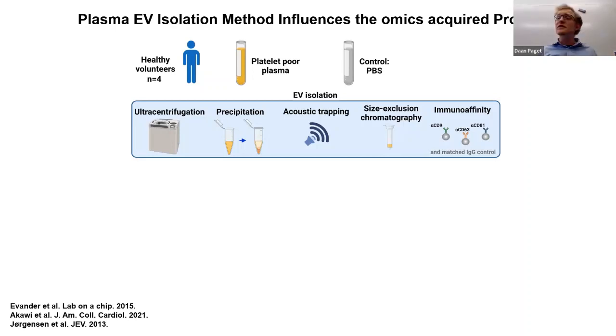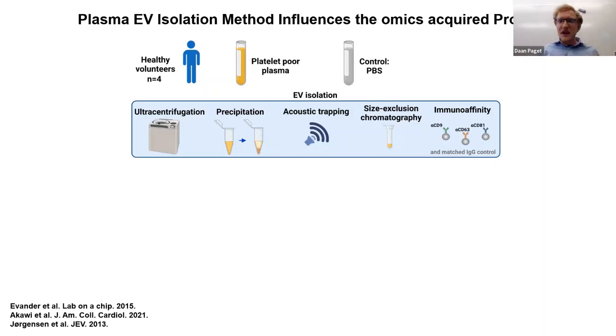And lastly, we used immunoaffinity capture against common extracellular vesicle markers, the tetraspanins CD9, CD63, and CD81. The idea is that we have magnetic beads that we coat with these antibodies and then pull down extracellular vesicles from plasma. In other studies using this approach, an IgG control was missing, so we used a matched IgG control. Another important thing to note is that all the data I'm sharing here is a delta between the plasma and the PBS, to remove any method contaminants that can interfere with the EV profile.